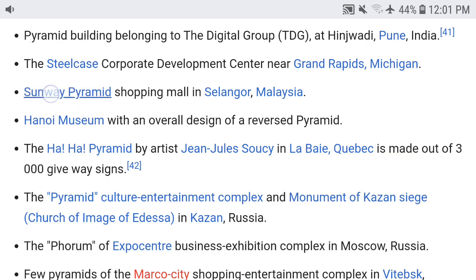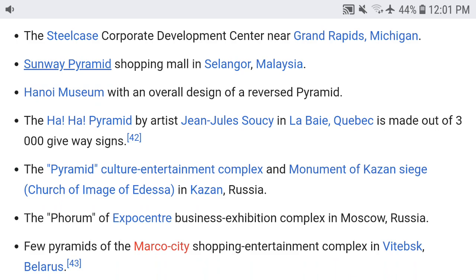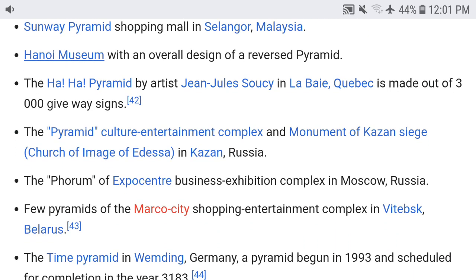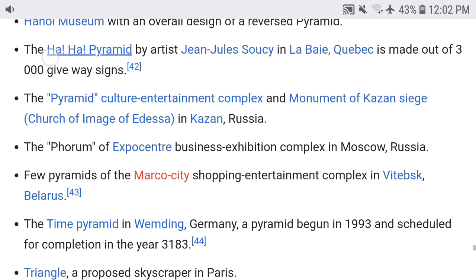Sunway Pyramid in Selangor, Malaysia. Okay, so this is the one that we saw. I think the mall, right, in Subang Jaya, I believe. Also, that's in Malaysia. Okay, that's Asia. Hanoi Museum, Hanoi, I believe it's Asian as well. The Haha Pyramid by artist John Jules Sushi, made out of 3,000 giveaway signs. Okay, that's interesting. Quebec, I don't know what that is. I think that's South America, right?